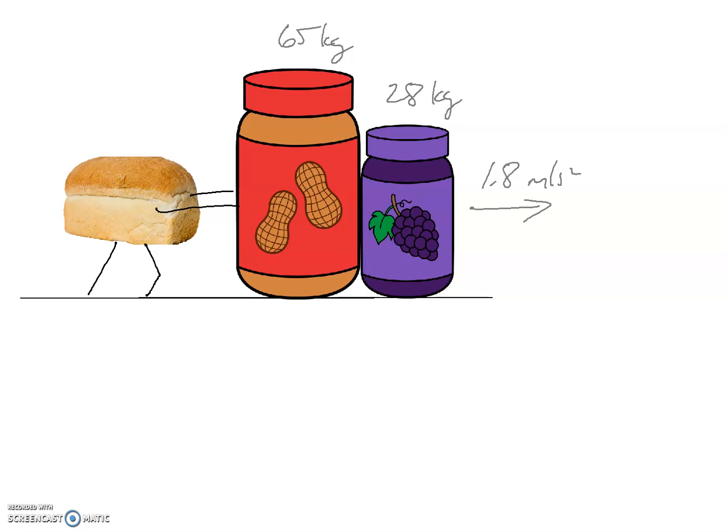Alright, so we have a loaf of bread pushing a jar of peanut butter and a jar of jelly, and there's 65 kilograms of peanut butter, we got 28 kilograms of jelly, and they're accelerating at 1.8. And we're going to find out a few things about the situation. So let's just start simple.